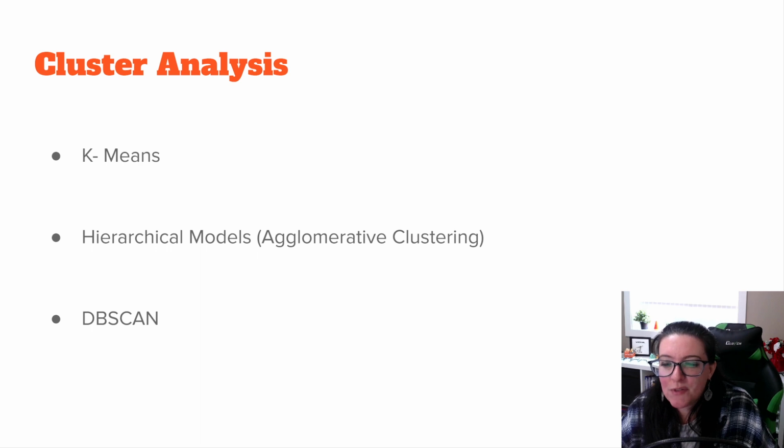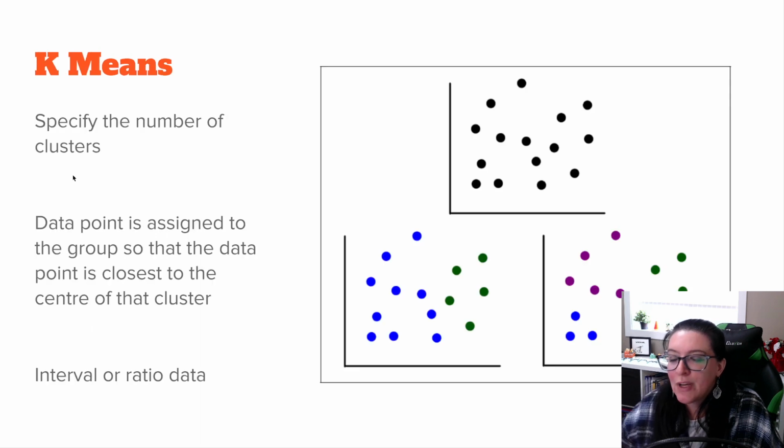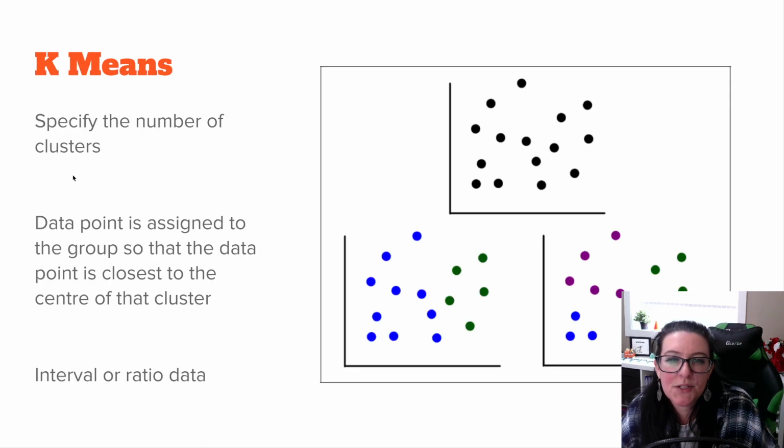There are different types of cluster analysis. We're going to look at k-means clustering. We're going to look at hierarchical models that are also called agglomerative clustering. And we're going to look at a clustering analysis method called DB-scan. So we're going to focus on those. There are other methods, so you can explore this further. So let's start with k-means clustering.